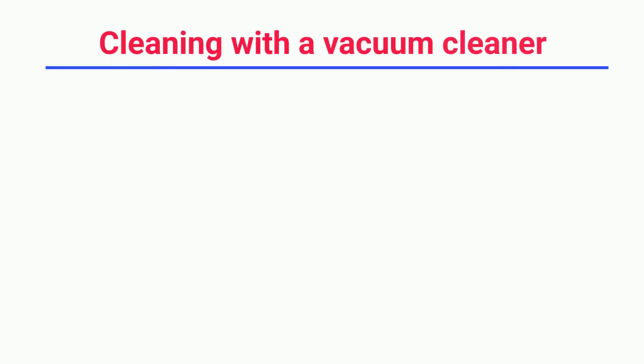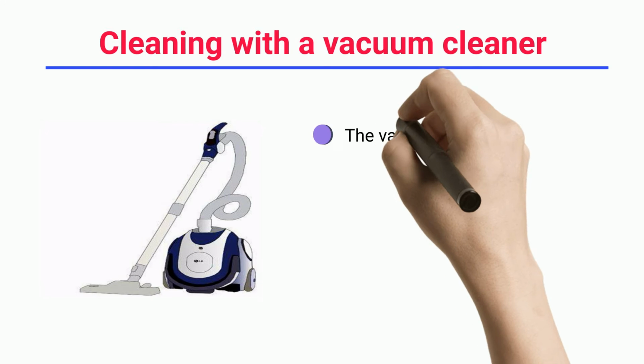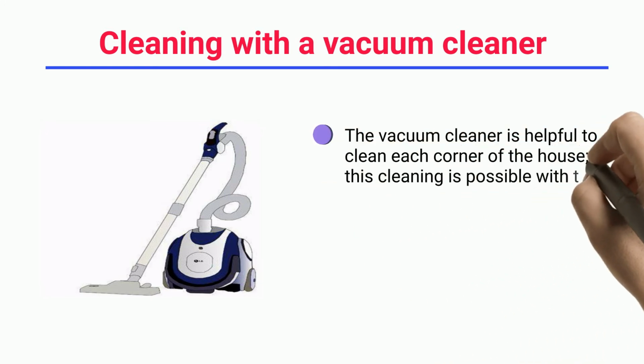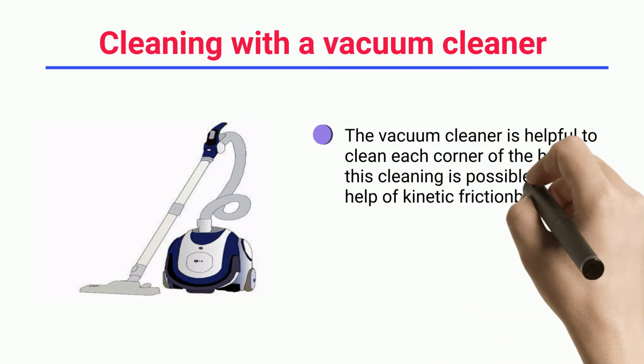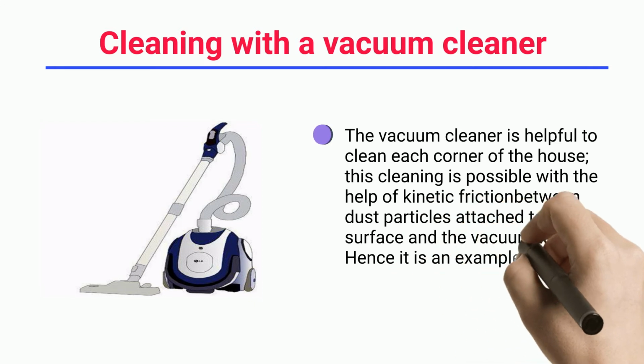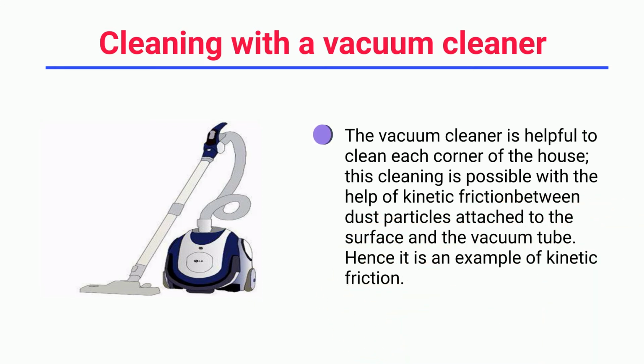Cleaning with a vacuum cleaner. The vacuum cleaner is helpful to clean each corner of the house. This cleaning is possible with the help of kinetic friction between dust particles attached to the surface and the vacuum tube. Hence it is an example of kinetic friction.